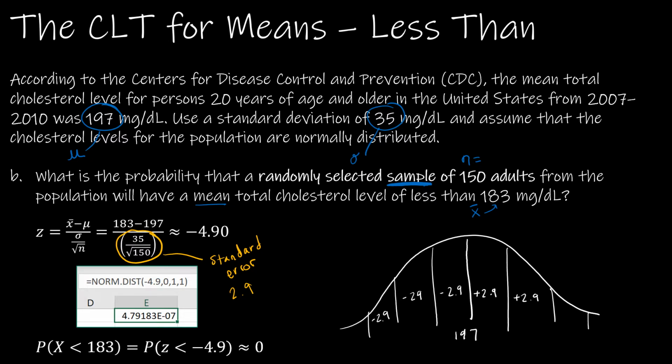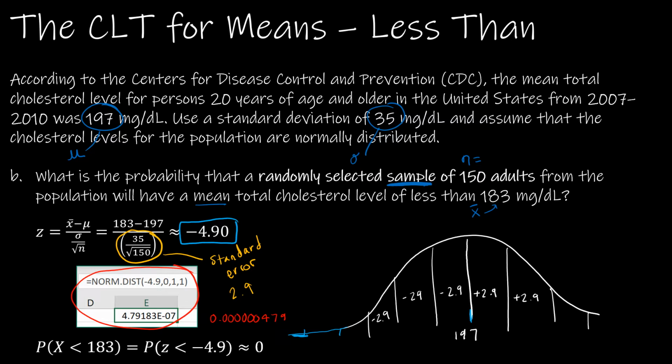When I find a z-score of negative 4.9, that says from the mean, I'm going 4.9 standard deviations to the left. So I'm basically finding this tiny little area down here, which is not very much. As you can see, plugging this into Excel, I'm getting 0.000000479, which is essentially 0.